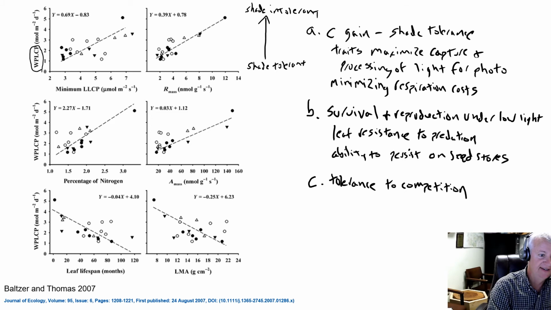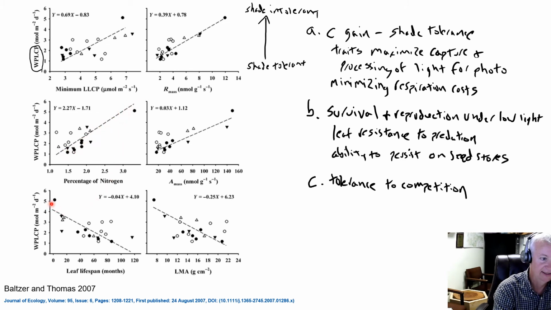So what we can see is that there's a number of traits that are associated with whole plant light compensation point, and I would think of all of these as shade tolerant to shade intolerant. So in general, for instance, this is photosynthesis rate per unit leaf mass. Photosynthesis rate tends to be higher in shade intolerant plants than shade tolerant plants. And associated with that, percent nitrogen in leaves tends to go up with shade intolerance.